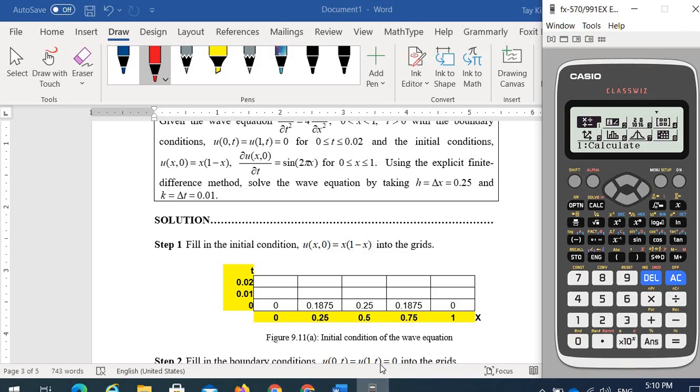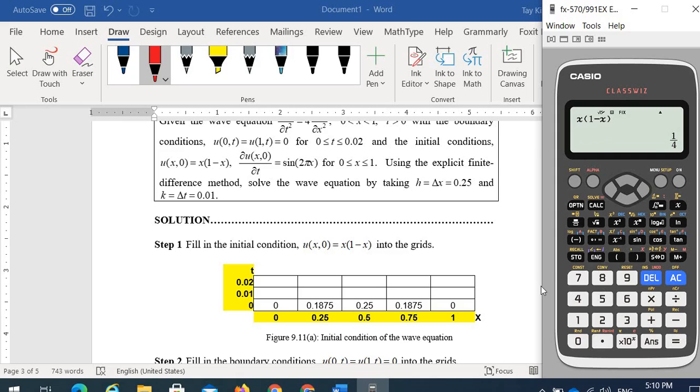I will quickly get these values using table mode rather than calculating one by one. Let me show you. If you use calculate mode, then you input the initial condition as alpha x times 1 minus alpha x. This is using calculate mode, you calculate one by one. For x equal to 0, you get x 1.25. And calculate again, x now 0.5.